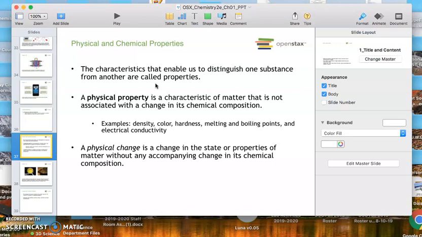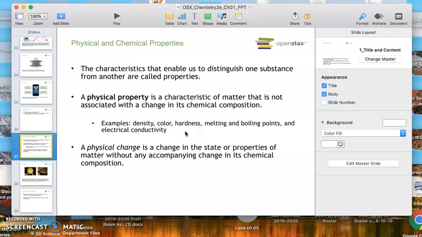A substance will also have, carbon for example, certain physical properties. So examples of physical properties of carbon: it's going to have a certain density. It's going to have a certain color. Carbon is usually black, depending on your source of carbon. It has a certain hardness. It has certain melting and boiling points, electrical conductivity, and other things that you can look up about the element. So that's referred to as a physical property. All substances have physical properties.